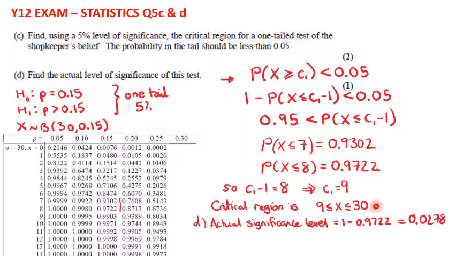Part D, we've done the hard work. The actual significance level then is 1 minus the probability of it being in that region. And there's the actual probability of that, so 0.0278 or 2.78%.